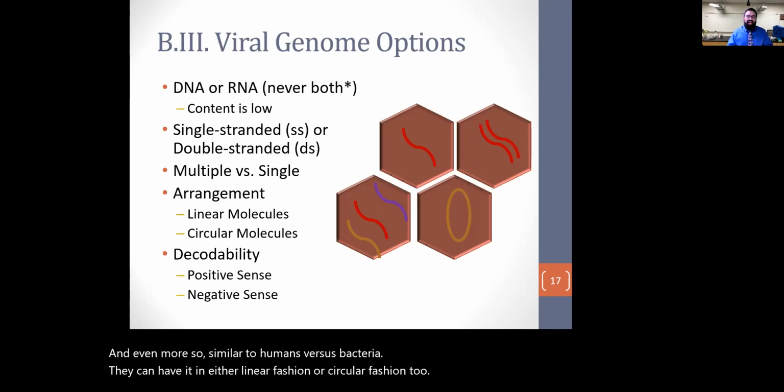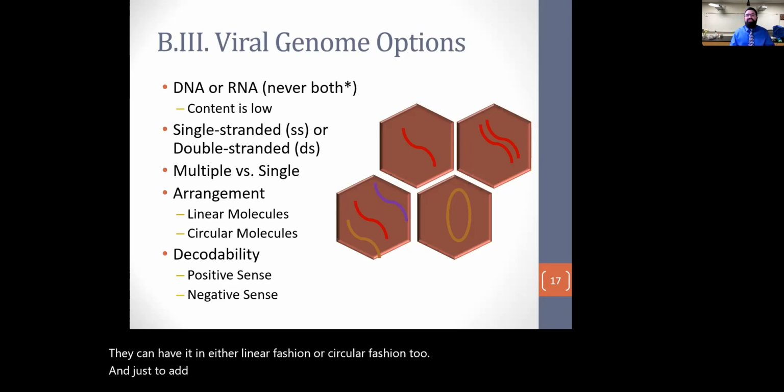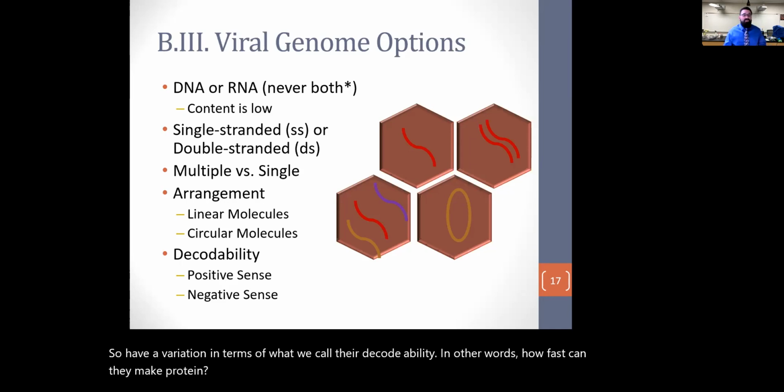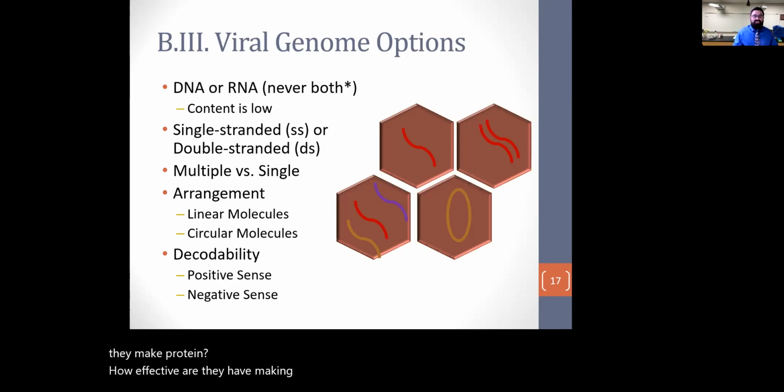And just to add a little bit further damage to how much information there is in their nucleic acids, they also have a variation in terms of what we call their decodability. In other words, how fast can they make protein? How effective are they at making protein based on their nucleic acid content?